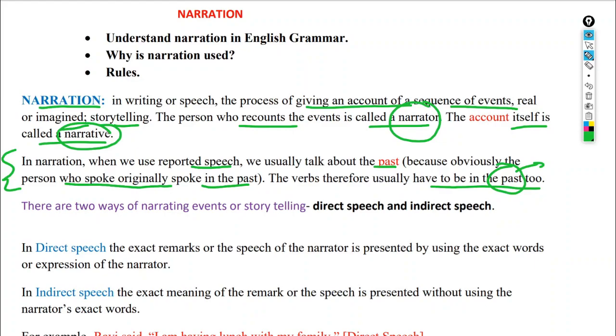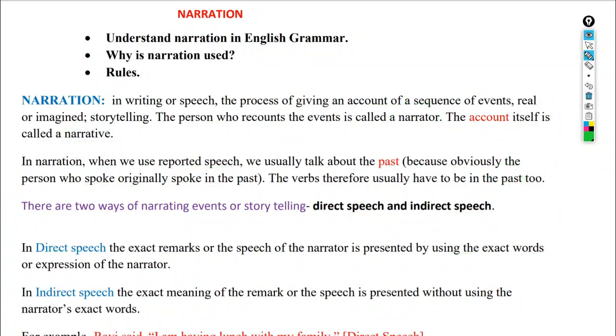There are two ways of narrating an event or storytelling: direct or indirect speech. In direct speech or direct narration, the exact remark or speech of the speaker is presented by using the exact words or expression of the speaker. So this is the definition of direct speech. In direct speech, we exactly quote or mention the speech that was uttered. In indirect speech, the exact meaning of the remark is presented without using the speaker's exact words. So indirect speech is the speech that is not directly stated; it is indirectly reported by the reporter.